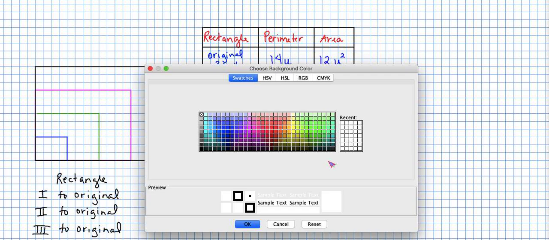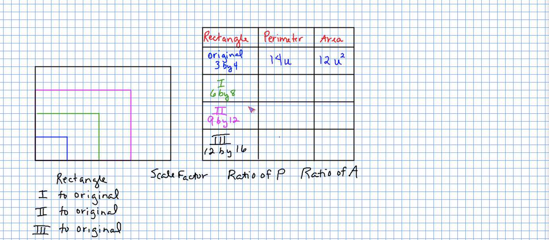Let's get green and color code. My 6 by 8, the perimeter is going to be 6 plus 8 and then times 2, that would be 28. Are you working it with me? Maybe you can get ahead here. And then 6 by 8, 6 times 8 is 48, so that would be 48 square units.